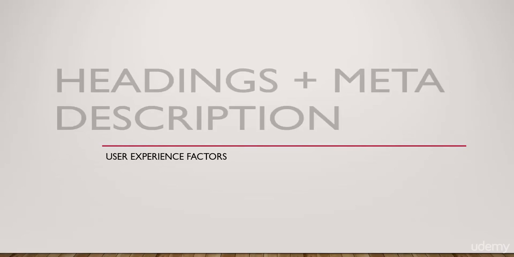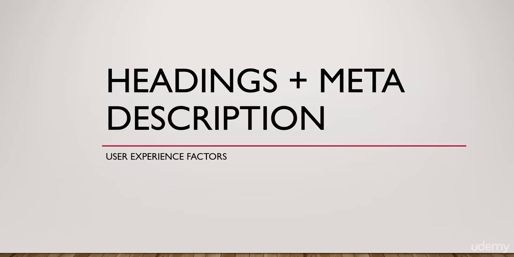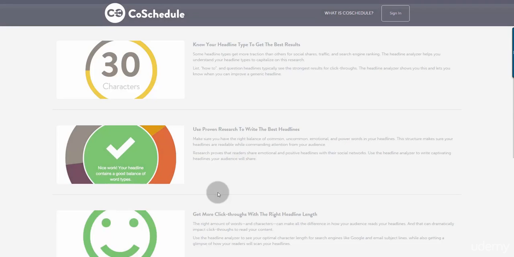In this lecture, you are going to learn how to add the best heading and meta description for your post in your site to get the maximum click through rate, or CTR. So, how should your headings be? Your headings should be in a particular manner that attracts social shares, more traffic, and also search engine ranking.